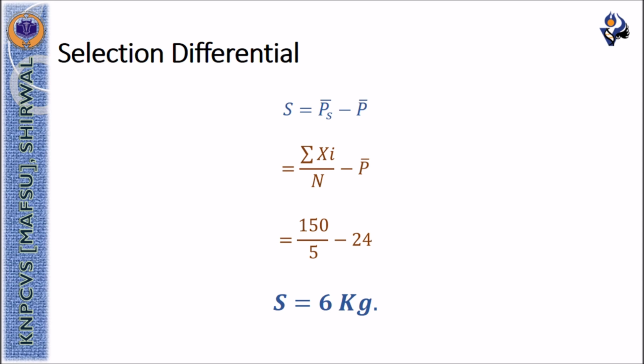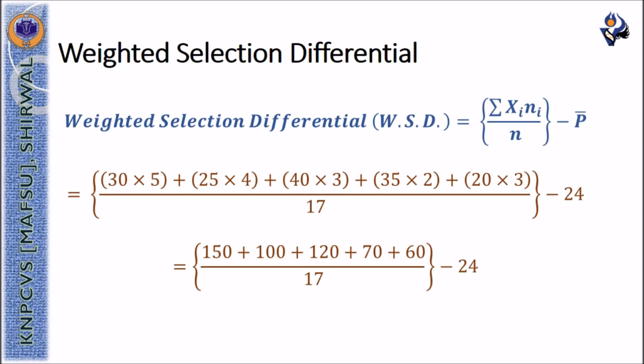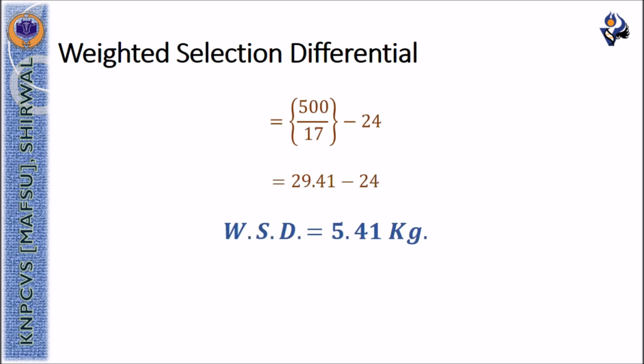This selection differential is also known as observed selection differential. For calculation of weighted selection differential, the weight of each individual selected parent is multiplied with the number of progenies it contributed, divided by total number of progenies minus population mean, and the weighted selection differential comes to 5.41 kilograms.